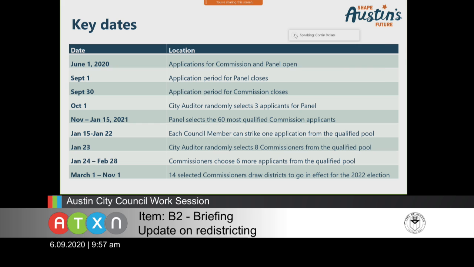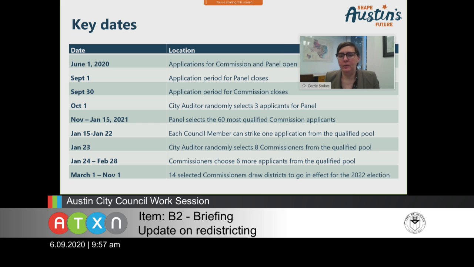So some key dates here. The applications for the commission and the panel are open now. They opened last week, and we've actually already gotten quite a few. I think as of yesterday, we had 40 commission applications and 9 panel applications. I think that number has probably gone up by today. That application period is open, and our major outreach is happening between now and September.